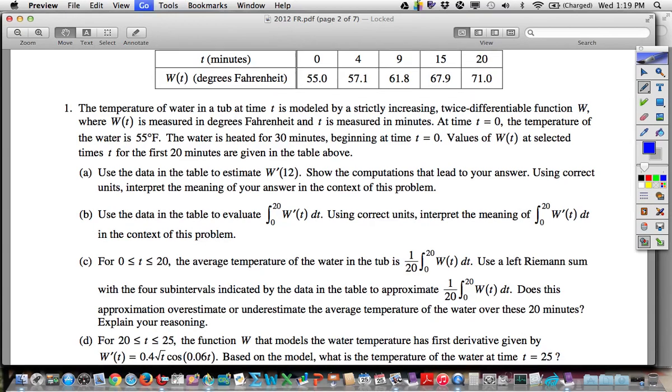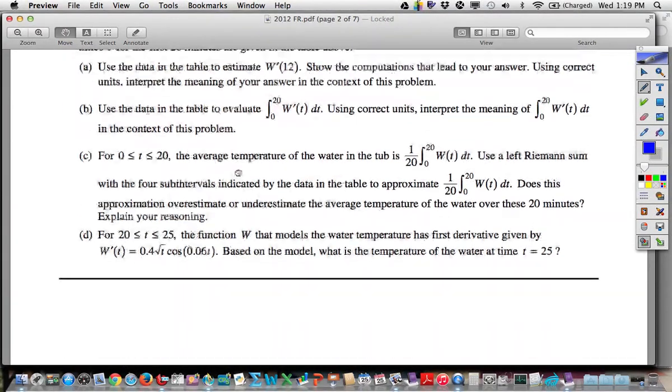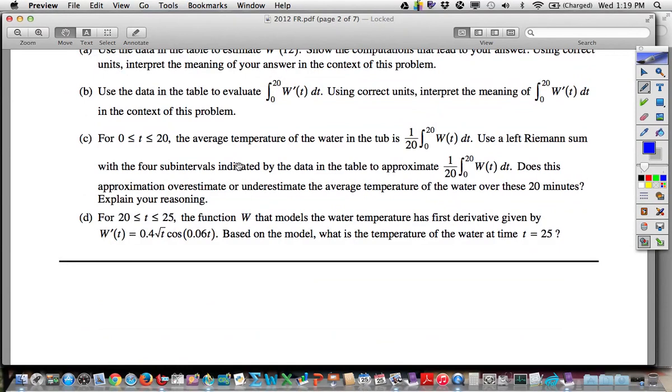Look at part C. It says the average temperature of the water is this. That was the average value function formula, by the way. Use a left Riemann sum with 4 subintervals to approximate this integral, right? So that's what we'll do. Here's an integral, just like the ones we just did for number 17. Use a left Riemann sum. So they want 4 left rectangles. We'll come back and do that one later after we practice a little more.